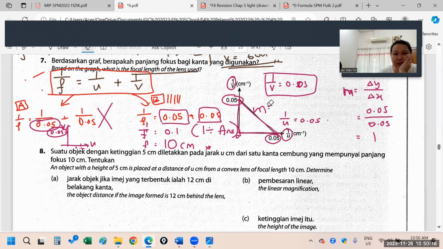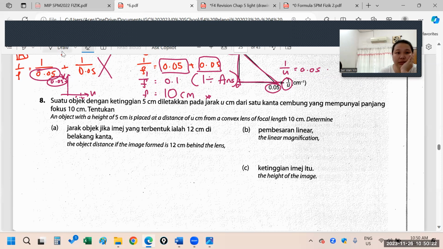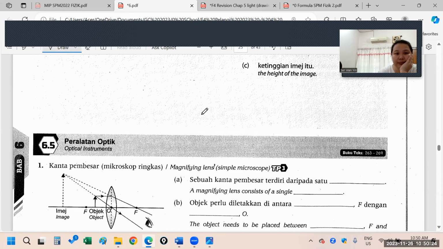Wait, we ignore this one. Okay, so this one, please do it yourself. Number 8, do it yourself.